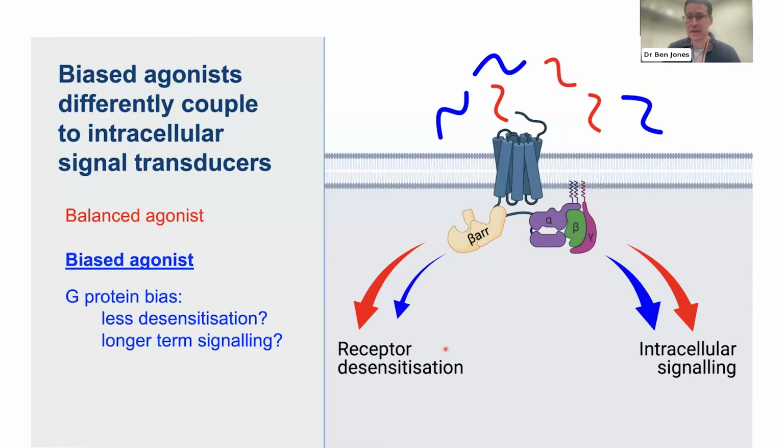So we've been quite interested in the idea of G protein biased agonism. In this situation, we have specifically designed ligands which activate the same receptor. They still produce G protein dependent signaling, but they can avoid beta-arrestin mediated desensitization. And so the idea here would be that we can promote longer term signaling by avoiding these switch off mechanisms.